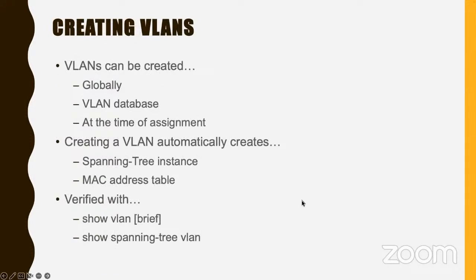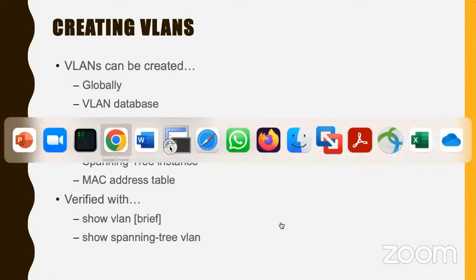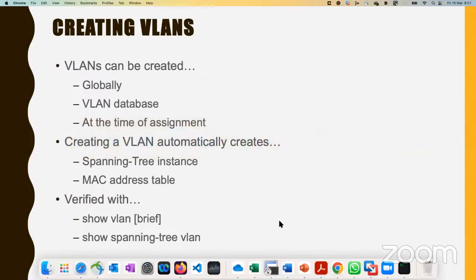Yes, sir, what is the FDDI VLAN? These are some of the reserved VLANs. Token ring is an old technology which was used. FDDI is for some fiber related things which were used, but nowadays they are not being used.